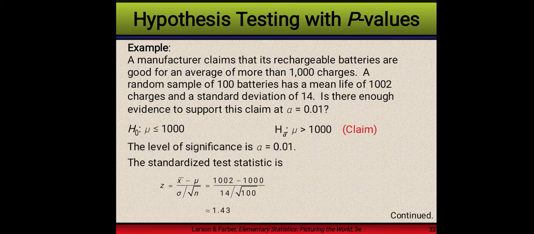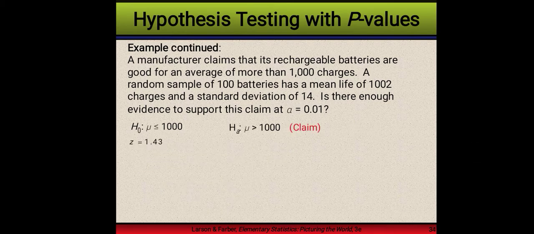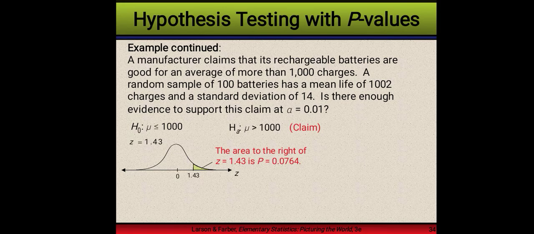Since we come up with 1.43, we can now have a representation of a graph over 1.43 in the z-test. The area to the right of z equals 1.43 is the probability P, 0.0764. The P value is greater than the level of significance α, 0.01, so the result is fail to reject the null hypothesis.